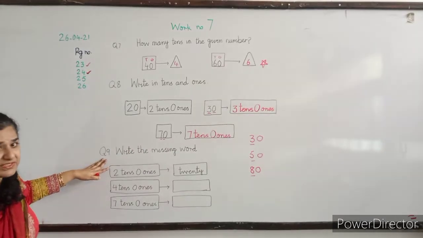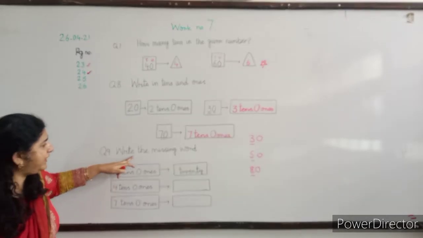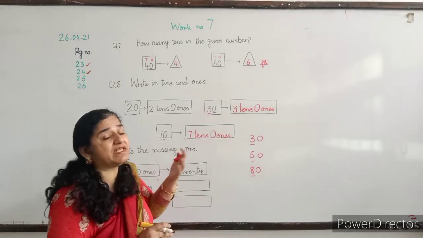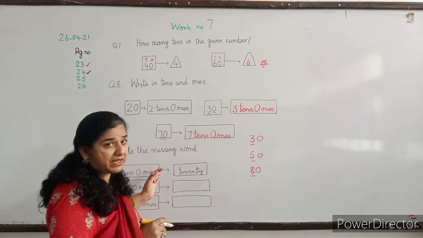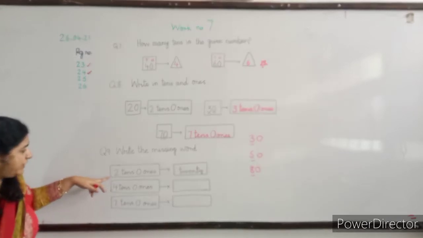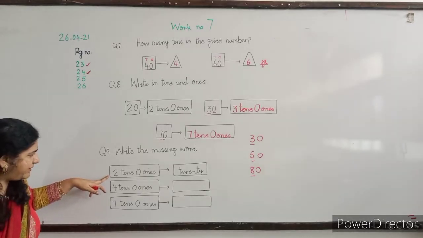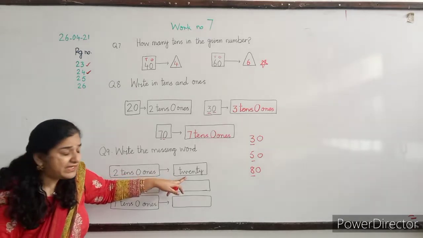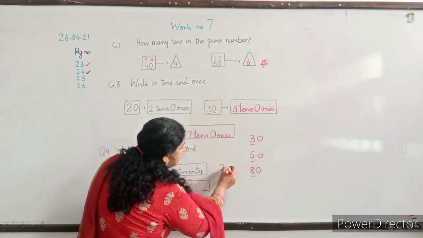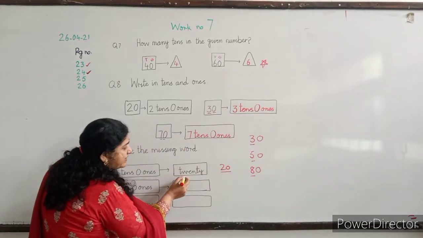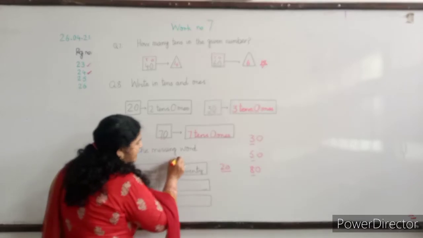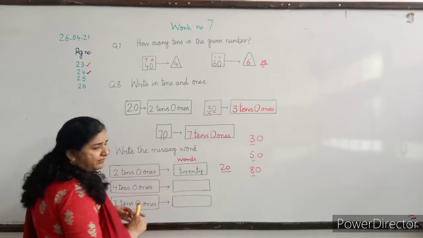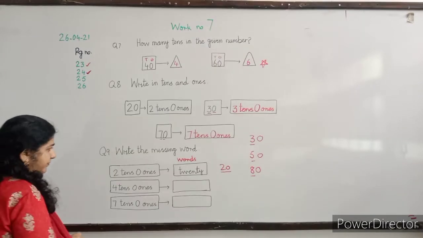Okay, now this is question number 9. Write the missing word. Now what is a word? A word is like writing words, number, name, okay? So look here, the first one has been done. 2 tens, 0 ones. See, it's not written in numbers. It is numbers and it is words, right? See, it is written in words and here we have to write it in words. So look here.